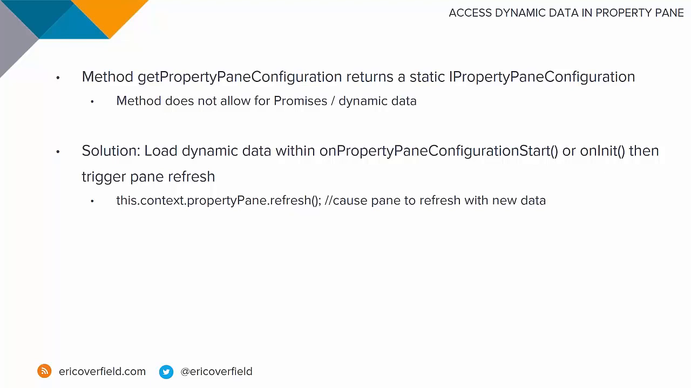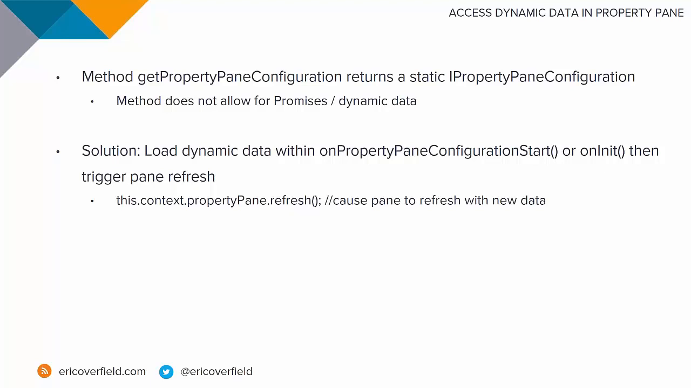Instead, what you need to do is go load your dynamic data at some point. There's a new method that was created for us called onPropertyPaneConfigurationStart. What we can do is say, hey, okay, the property pane is going to open. Great. Go trigger this. Go do something. Go grab data for me, and the property pane will appear.